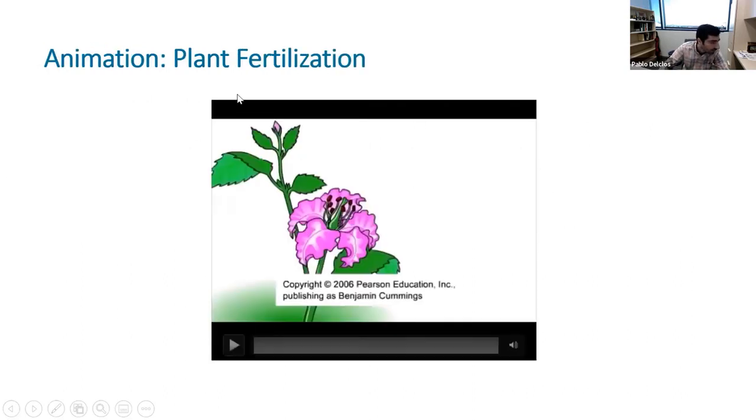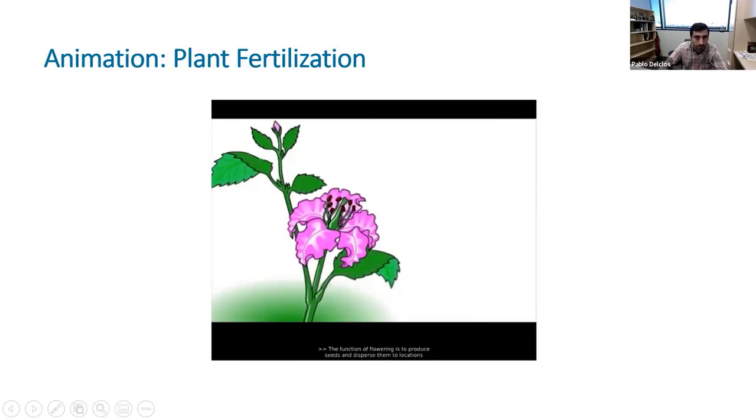The function of flowering is to produce seeds and disperse them to locations where the young plants are likely to survive. At each step, there is an emphasis on protecting the offspring. This activity reviews some of the most important steps.